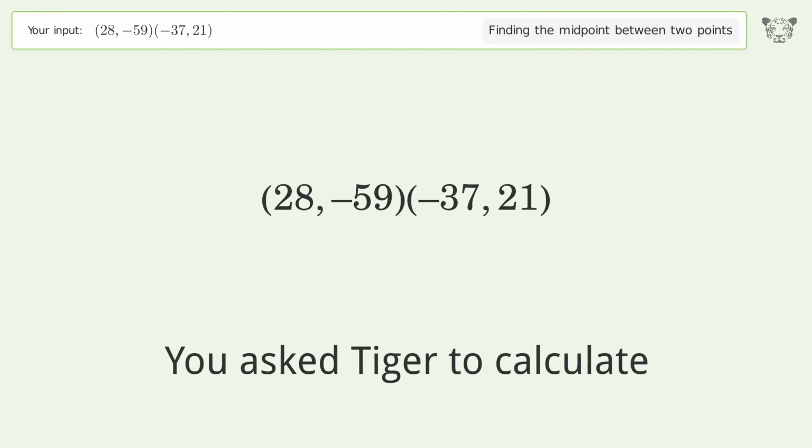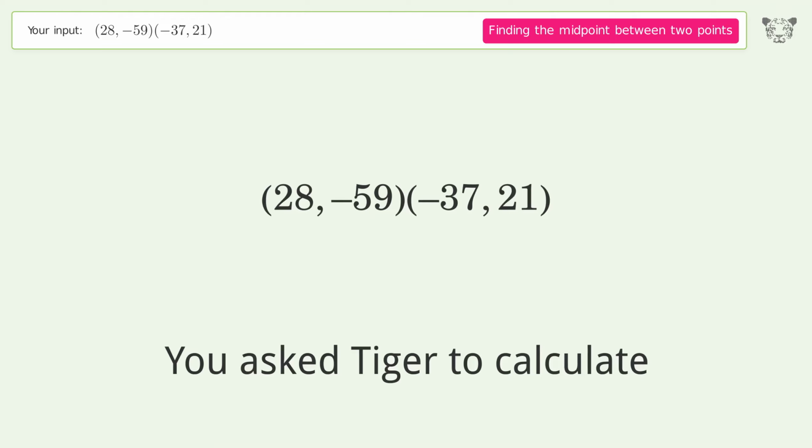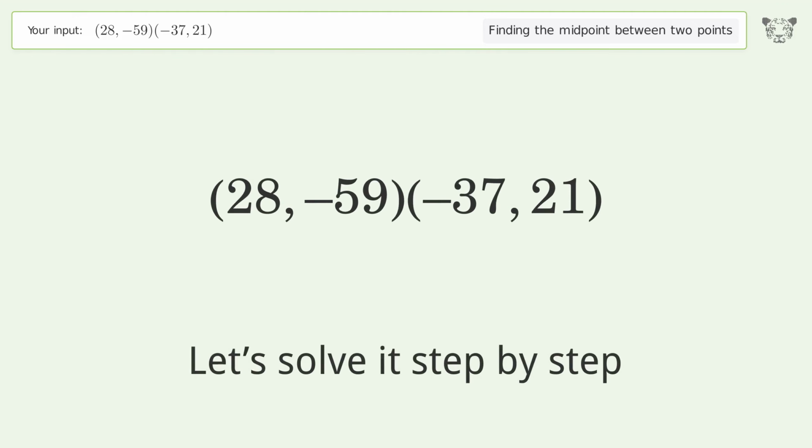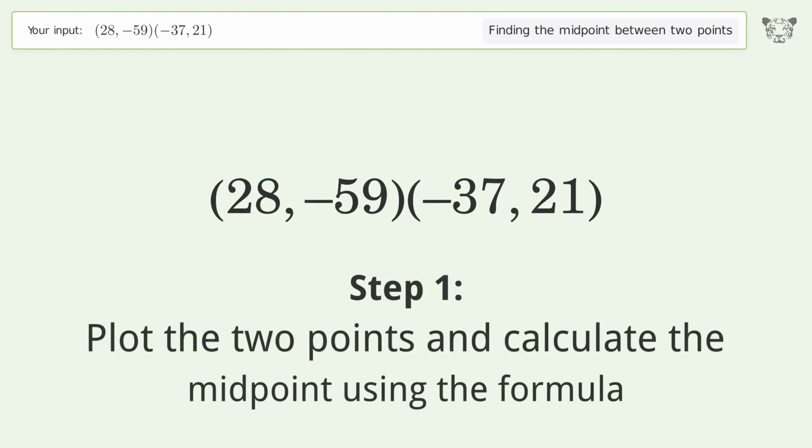You ask Tiger to calculate. This deals with finding the midpoint between 2 points. The midpoint between the 2 points is -4.5, -19. Let's solve it step by step. Plot the 2 points and calculate the midpoint using the formula.